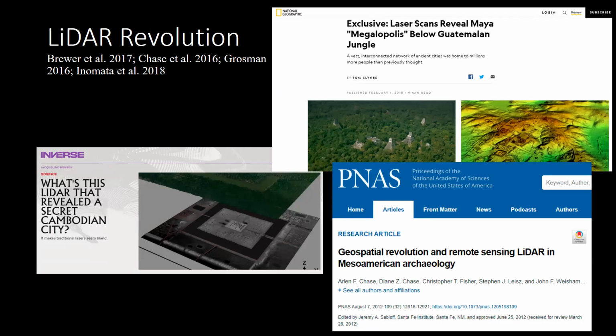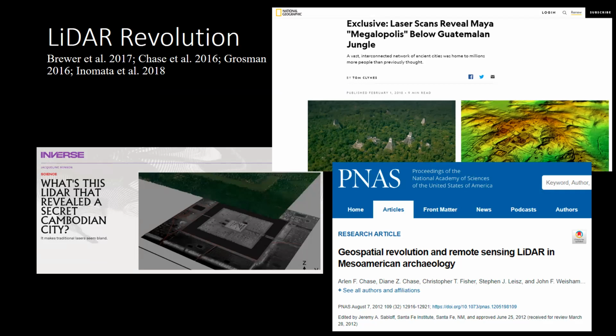Since the pioneering research of the 1990s, the use of aerial LiDAR in archaeology has contributed new insights from all over the world, including Angkor Wat in Cambodia and the Petén rainforest of Guatemala. Due to its ability to detect with high precision architecture covered in dense overgrowth, LiDAR has been hailed by many as a revolution in archaeological practice.